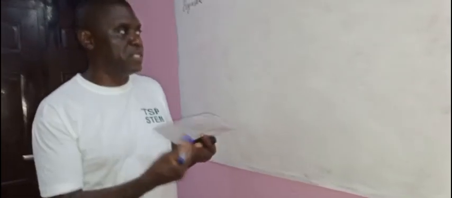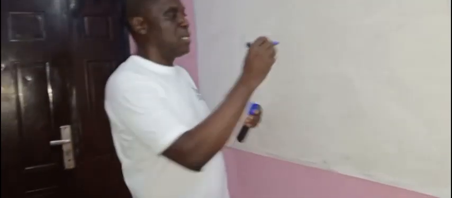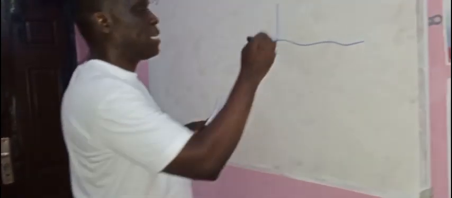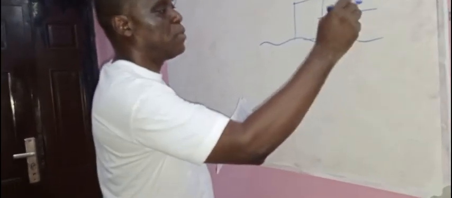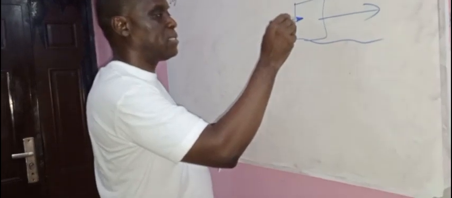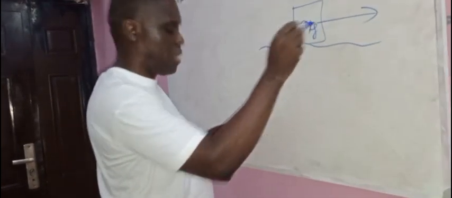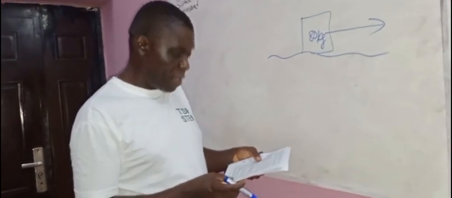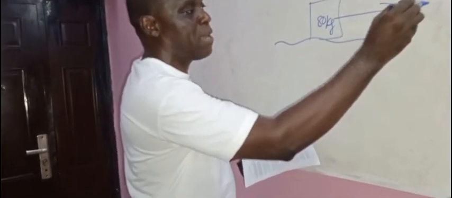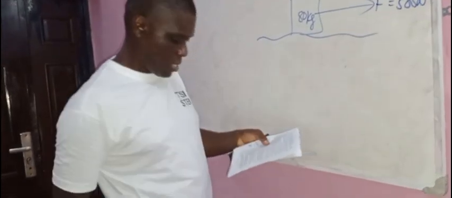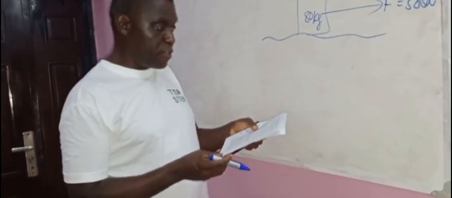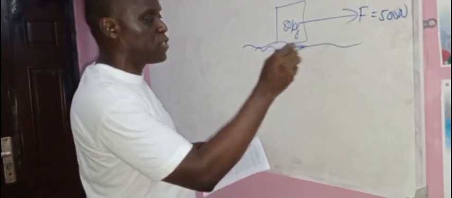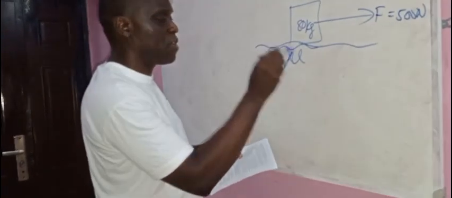Now, an object of mass 80 kilograms is pulled on a rough surface. Look at it. There's a rough surface. There's an object that is being pulled. Now, this object is 80 kg, by a force of 500 newton. So the force that is applied is 500 newton. Find the coefficient of friction, mu. That's the symbol for coefficient of friction.